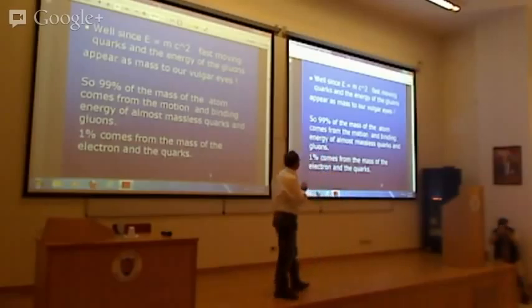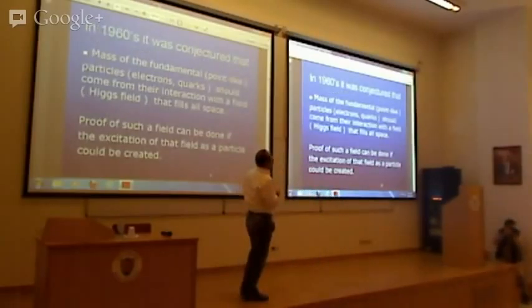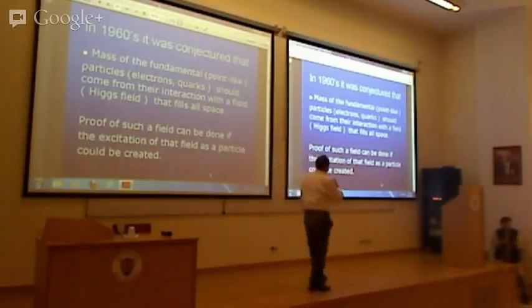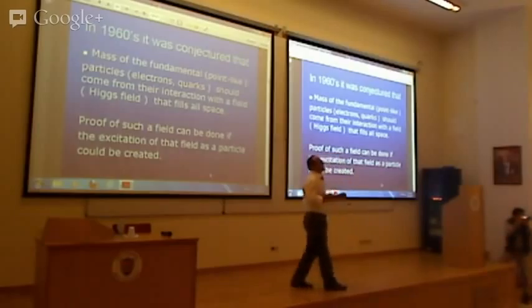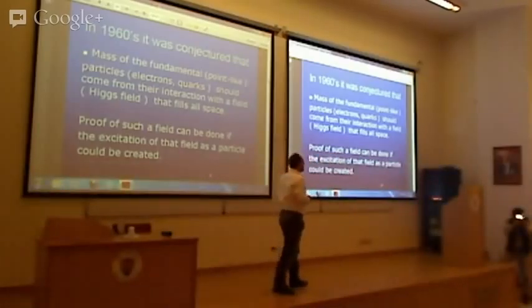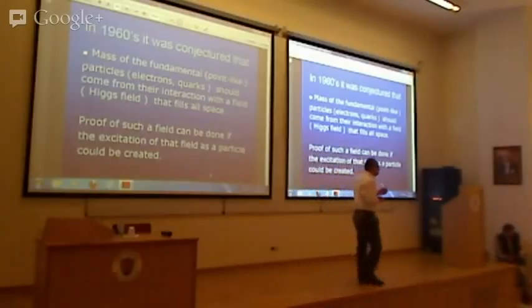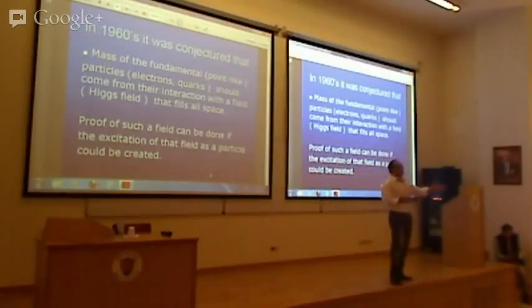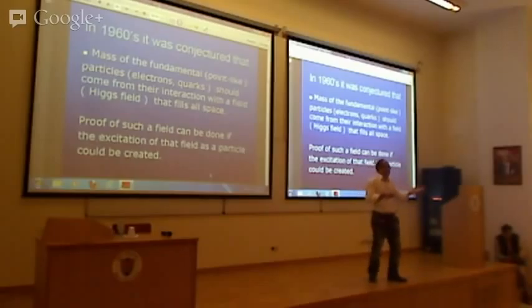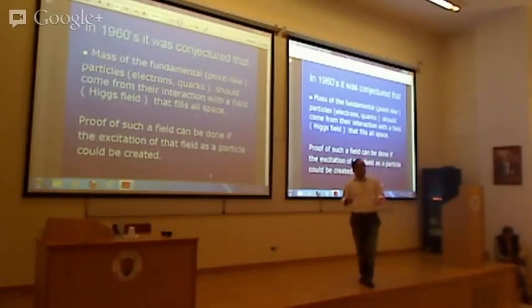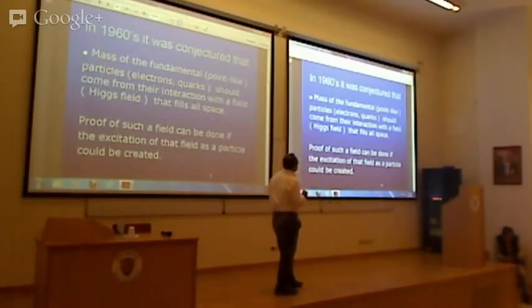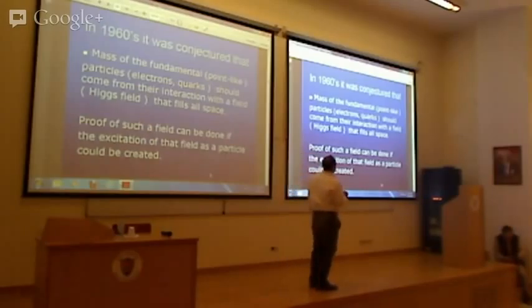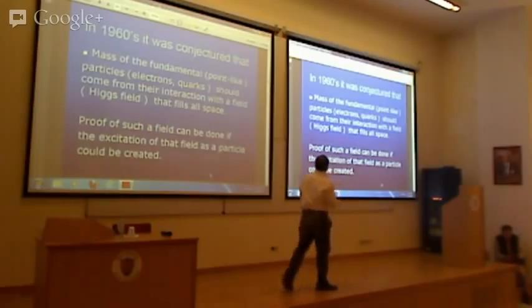Okay, so in the 60s it was conjectured by those gentlemen that the mass of fundamental particles, the point-like particles that we have microscopic equations for, okay? We don't have equations for every kind of object. A proton, for example, does not have microscopic equations. So there are only certain particles that I will mention which have microscopic equations that we can work with. And they are point-like: electrons, quarks, etc.